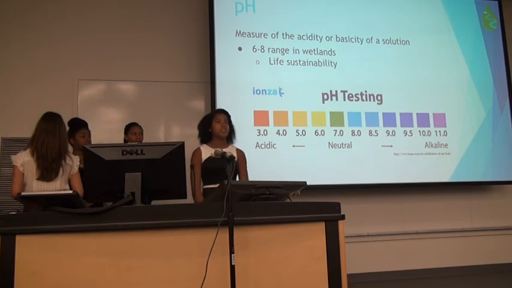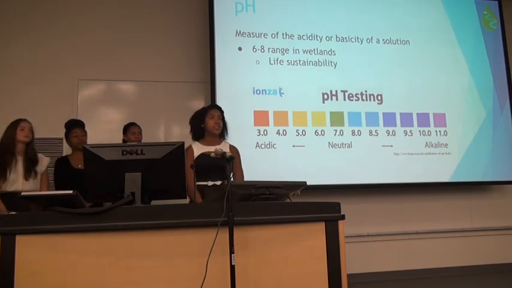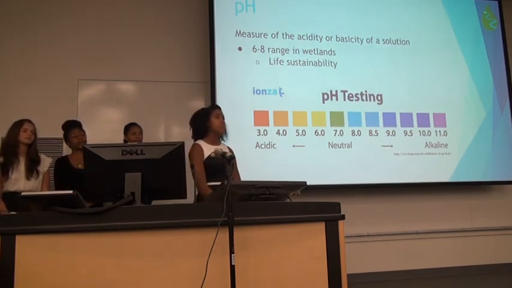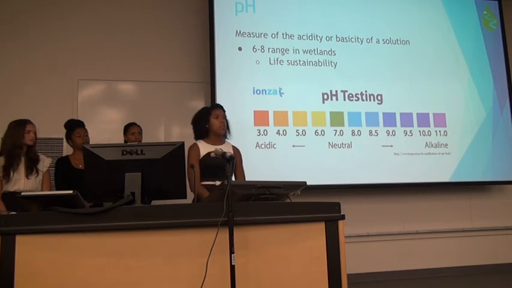Okay, so pH is a measure of acidity and basicity of a solution. And in order for life to exist in a wetland, it has to be between 6 and 8. And if it's less than 6, 5 for example, algae will take over and all the species in the wetland will die.